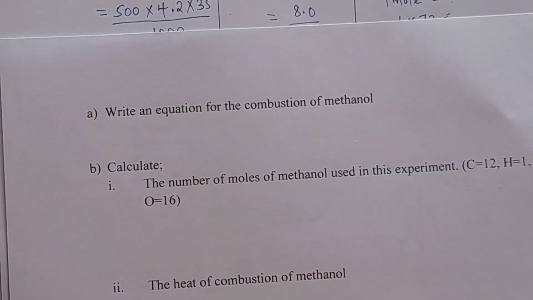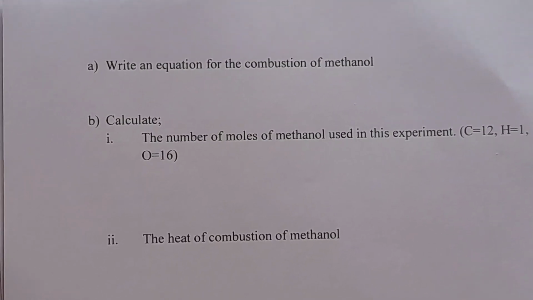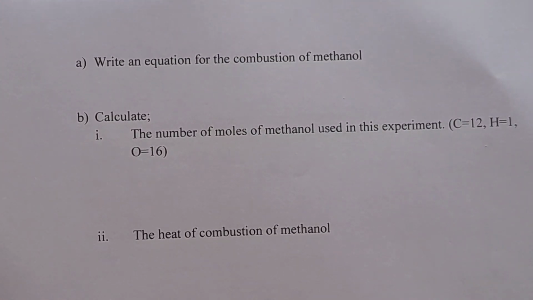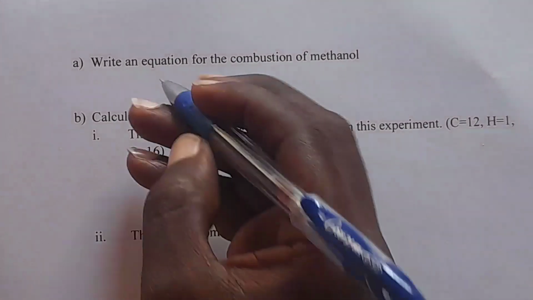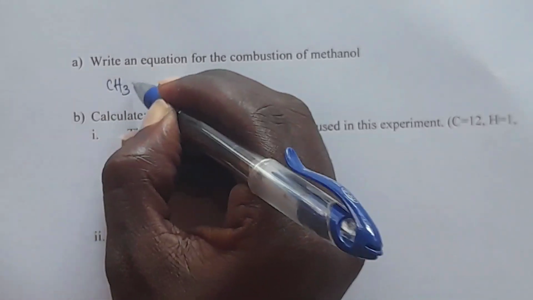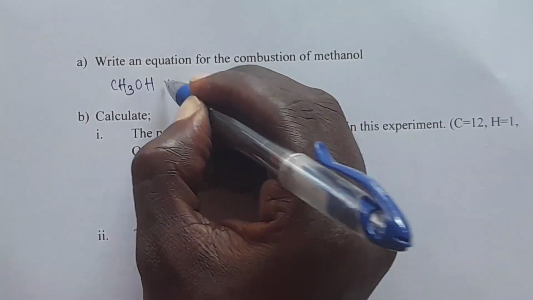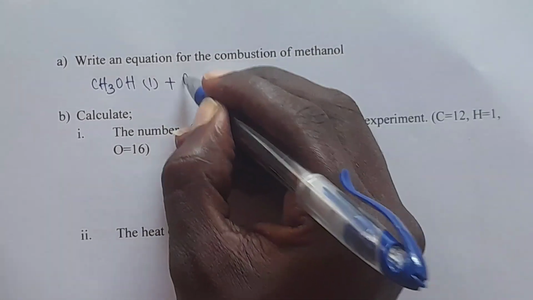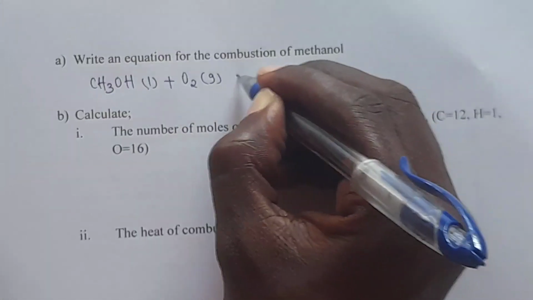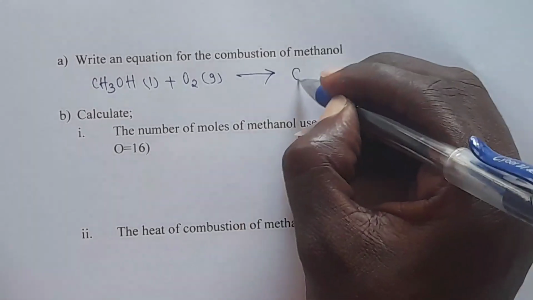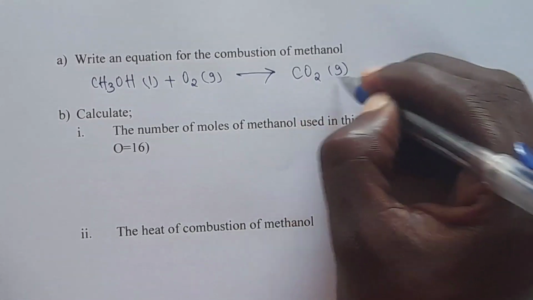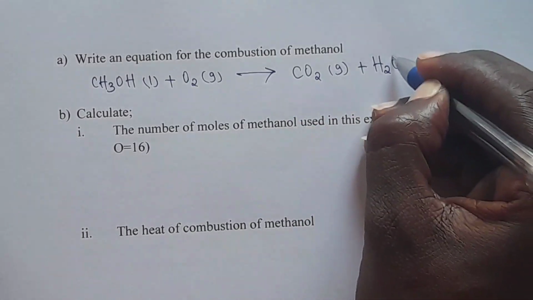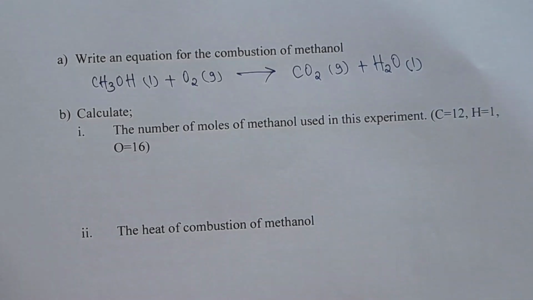The first question we are told: write an equation for the combustion of methanol. So how do we write methanol? We have said methanol is written CH3OH. Methanol is liquid. All alkanols are liquid at room temperature. It reacts with the oxygen. Here we are going to get carbon dioxide, which is gas, plus water or steam, whichever you like.